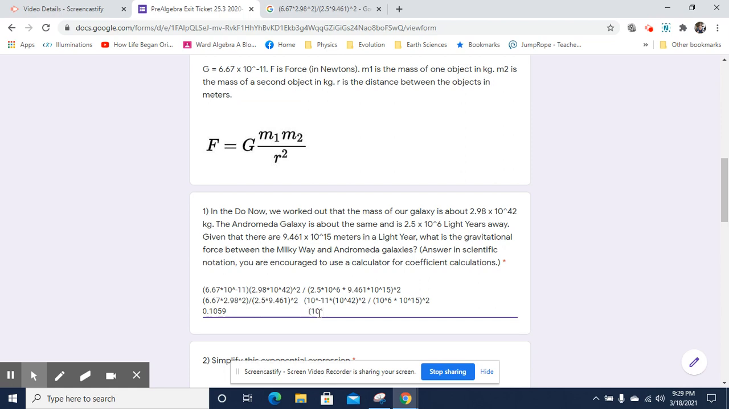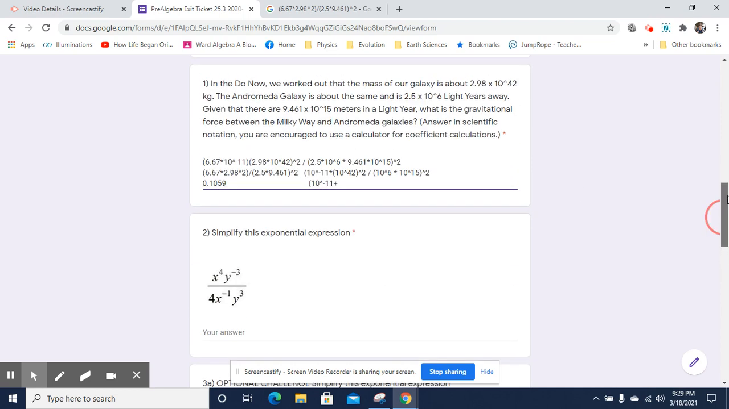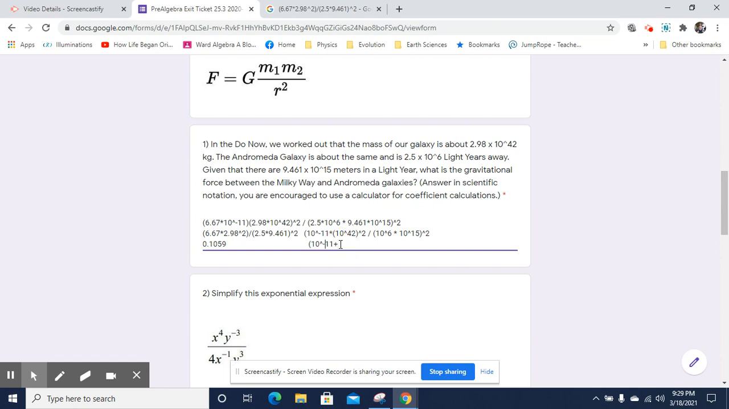plus, because it's added, plus 42 times 2. So 2 times 42. And then we'll be subtracting 2 times 6 plus 15. Okay, so that's all of that.